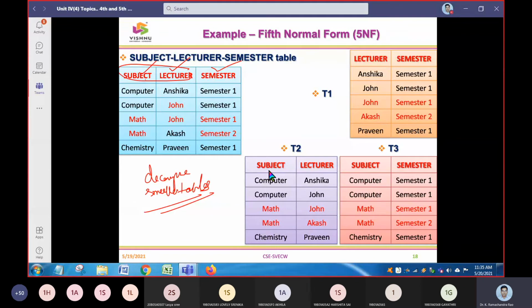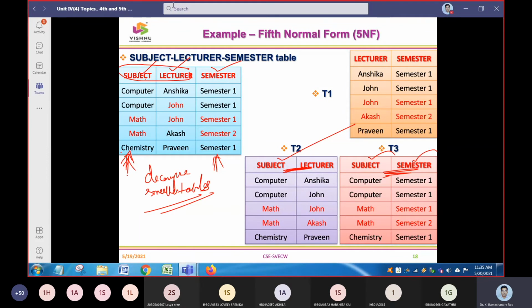Yes, so between subject and lecturer there will be a relationship. Next one, subject and semester. In which semester, which subject will be there? That is also a rule, right? So we build up a table with semester and subject. And which subject is taught by which lecturer? Again, there is a table.